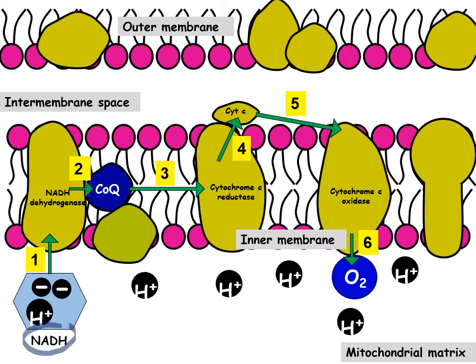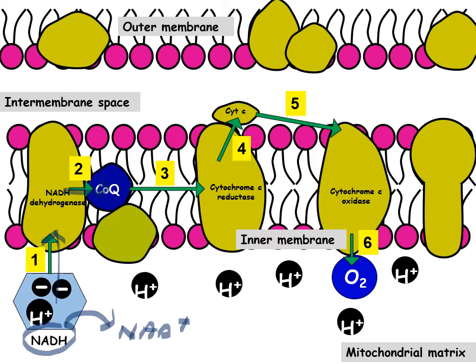NADH is less electronegative than NADH dehydrogenase. So NADH will transfer the hydrogen atom or the electron to NADH dehydrogenase, and NADH is oxidized to form NAD+ again, which returns to the mitochondrial matrix to receive more electrons from glucose oxidation. Hydrogen atoms or electrons from NADH dehydrogenase are passed to coenzyme Q.